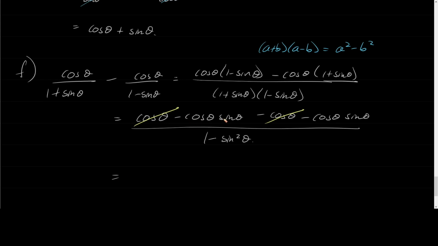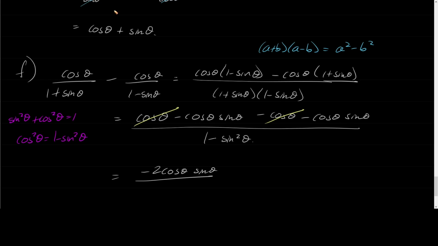Well, we have negative cosine theta minus cosine theta. That's going to be negative 2 cosine theta sine theta. On the bottom, I've got 1 minus sine squared. Well, recall from the Pythagorean identities that sine squared plus cosine squared is equal to 1. I want 1 minus sine squared, so that's going to give me that cosine squared is 1 minus sine squared by just moving the sine squared to the other side.